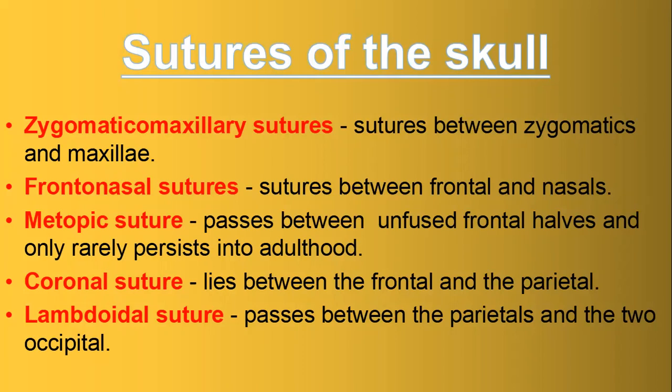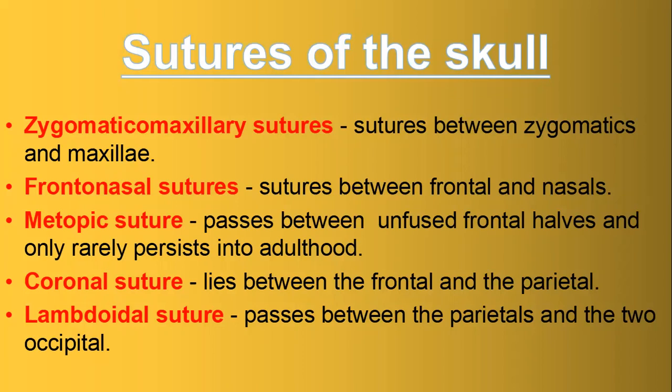Well, let's move ahead to the sutures of the skull. The first one we have is the zygomatic-maxillary suture, and these are found between the zygomatic and maxilla. As mentioned earlier, during our discussion on the fontanelles, we were able to identify these sutures via the names of the bones which they join together.